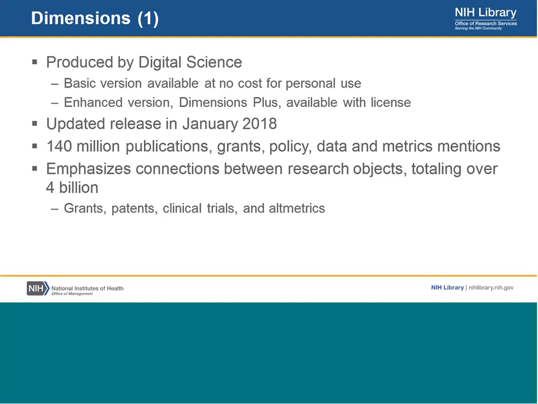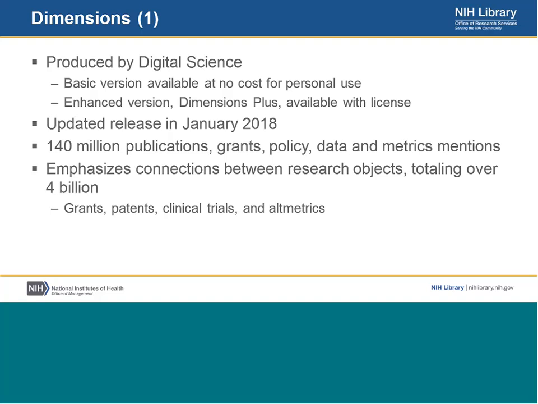With the basic version, you can still do a fair amount of searching and get some basic information, which will enable you to get a start in doing this. But the enhanced version is really where you get the most information. There was the update released in January 2018. Again, it's a fairly new player in the space. At this time, they have over 140 million publications, grants, policy data, and different metrics that are mentioned.